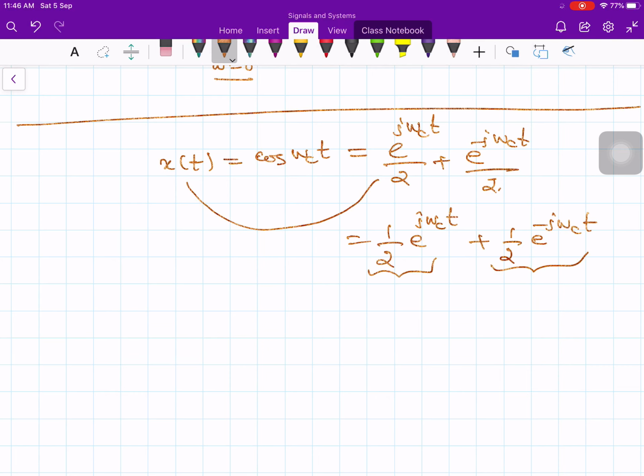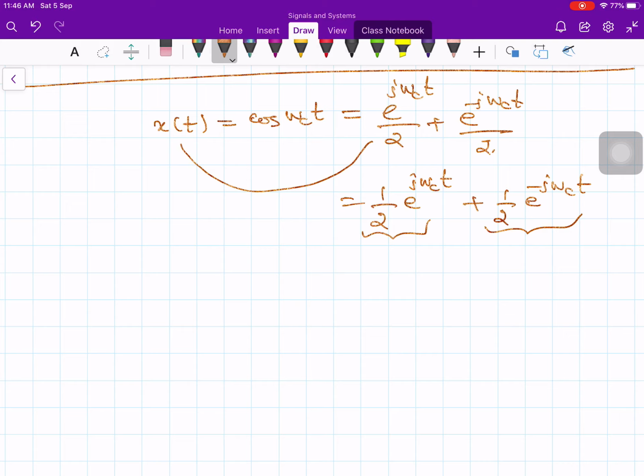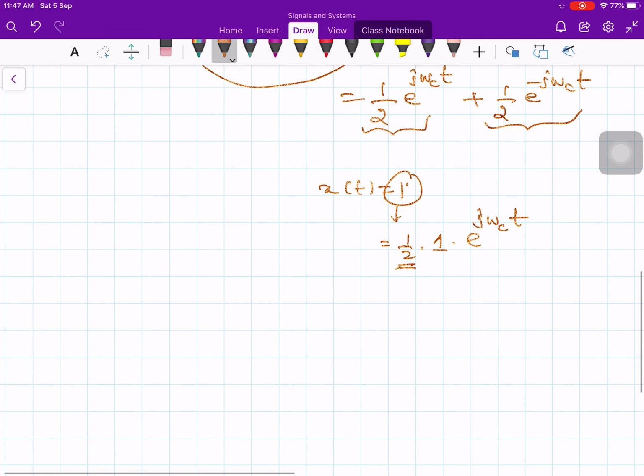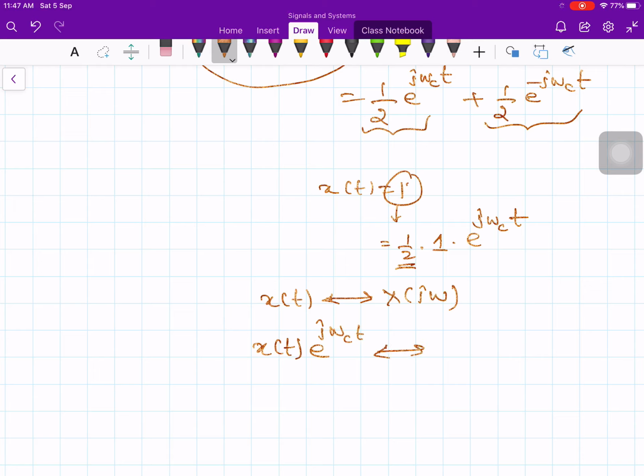Now the difference between 1 over 2 e to the j omega c t and the previous example, where x of t is equal to 1, is that it is scaled down by 1 by 2, and the time function is multiplied by e to the j omega c t, an exponent. Recall the property which we discussed earlier: if you have x of t and take its Fourier transform, you will get X of j omega. Then if you multiply x of t by e to the j omega c t, the Fourier transform will be X of j times omega minus omega c.